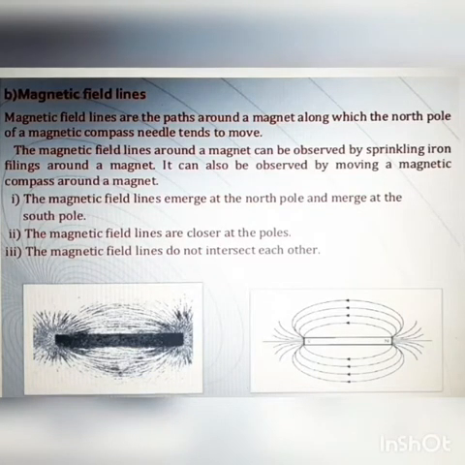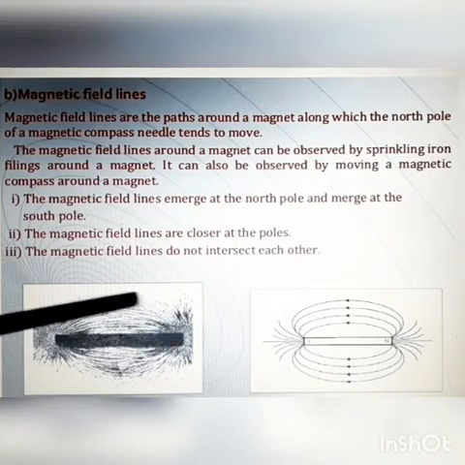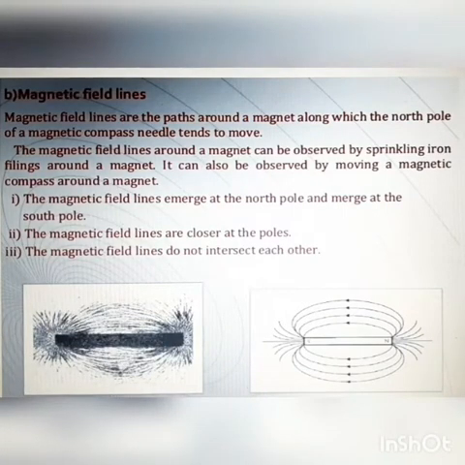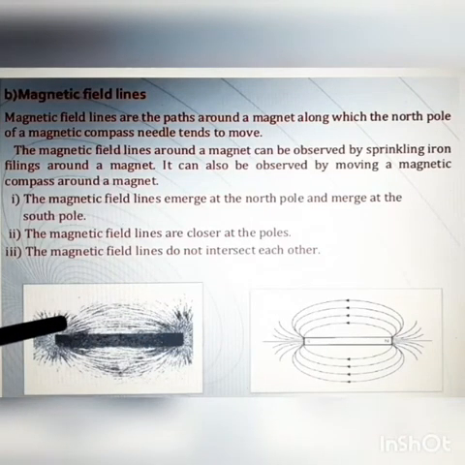We can do a very simple experiment. We can place a bar magnet and put some iron filings around it. As we can see here, the iron filings tend to gather towards the north pole and the south pole of the magnet. And we can see they arrange themselves in lines. These are called magnetic field lines.